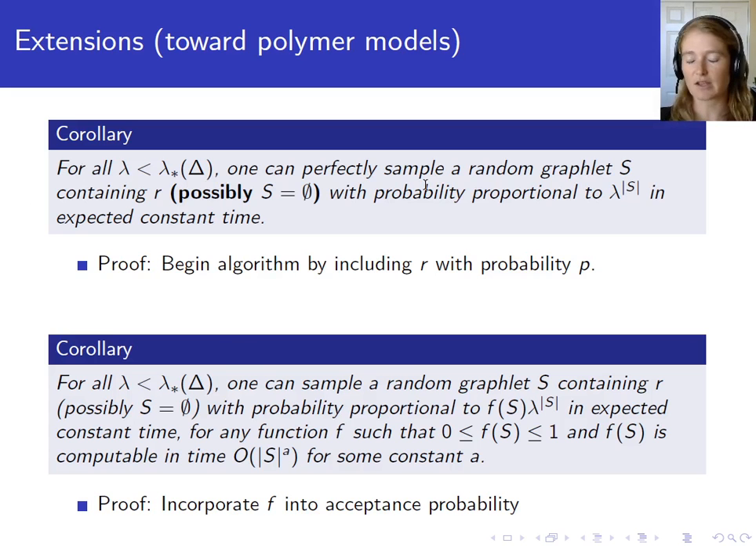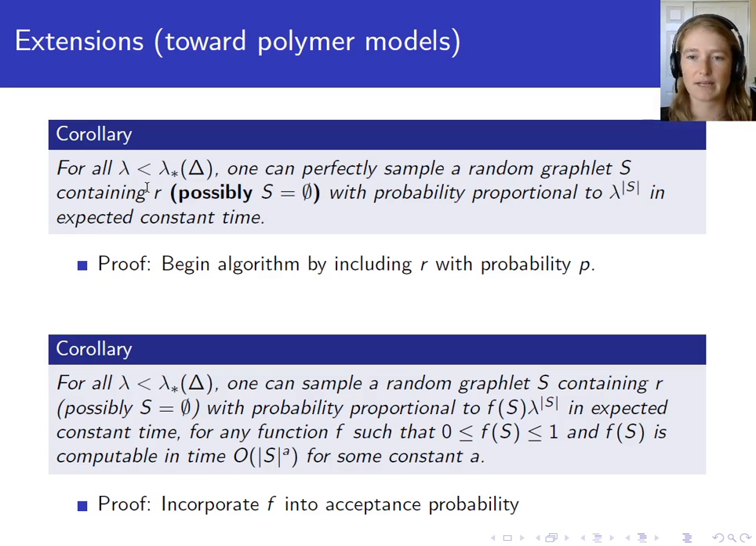So the first is that we have been sampling a random graphlet S containing a root. We have not been allowing ourselves to sample the empty set. If we want to add that in, so we're sampling a random graphlet containing the root, vertex R, or the empty graphlet with no vertices, we can add that into our distribution. Everything works the same. We would just begin our algorithm by even just including the vertex R with probability P.